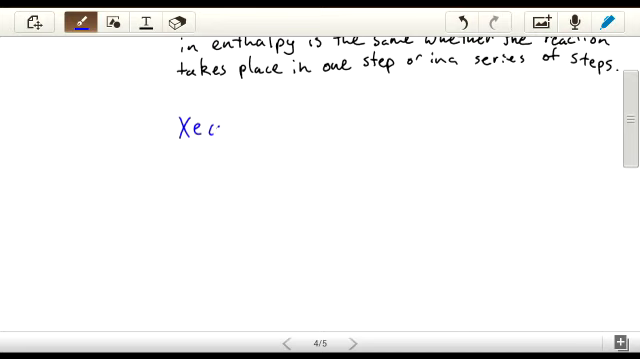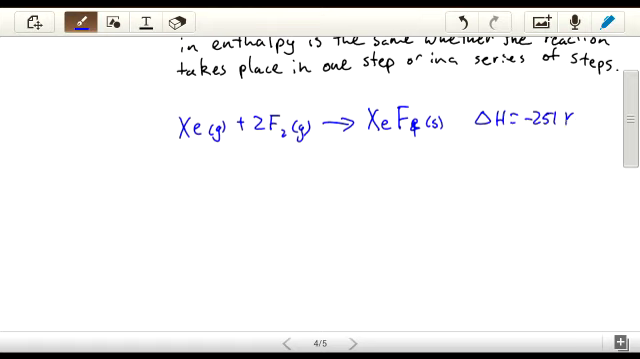So, it's just going to be a standard equation, like this. And then it's also going to give you its enthalpy, which in this case is 251 kilojoules. So what can you do with this equation?